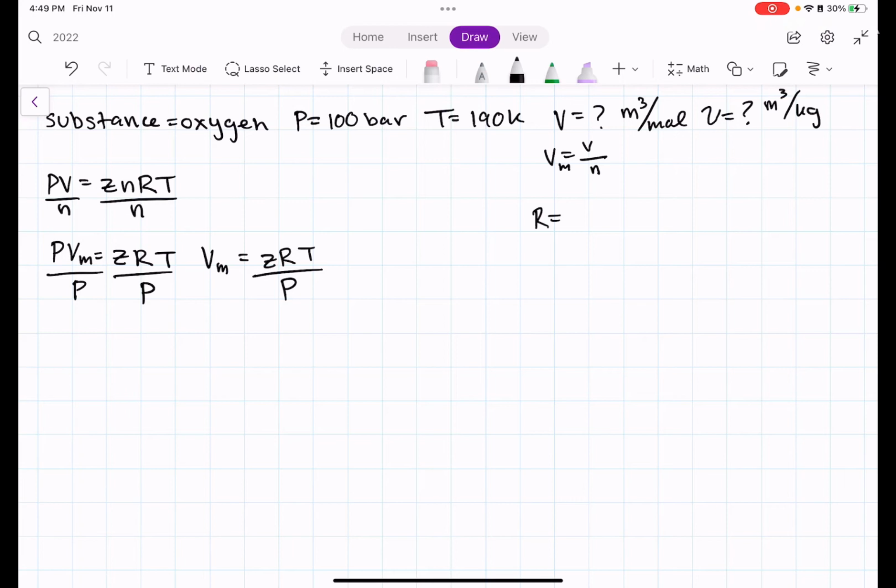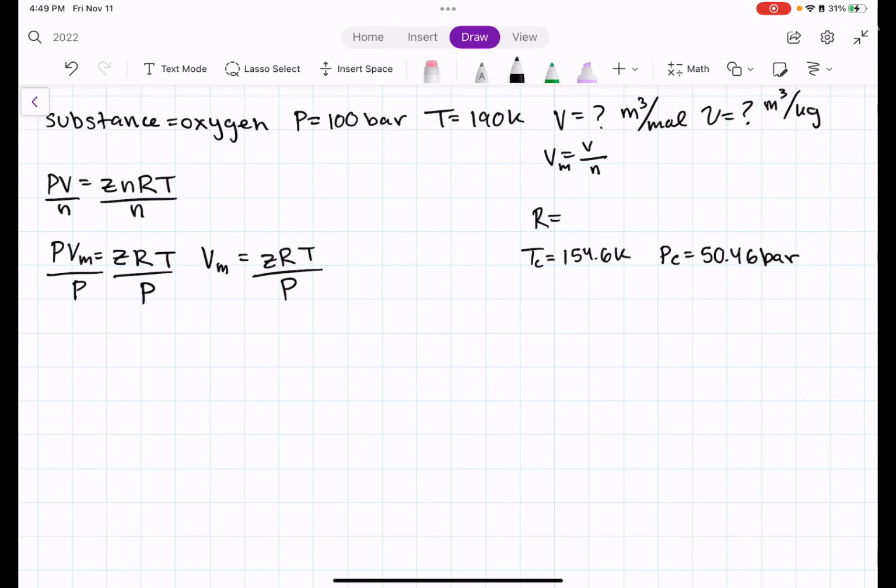I know that in order to find TR and PR, I'm going to need my critical temperature values. So again, you can either look those up on the internet or in the back of your textbook by looking up oxygen's critical temperature and oxygen's critical pressure. It should be 154.6 Kelvin for the critical temperature and 50.46 bar for the critical pressure.